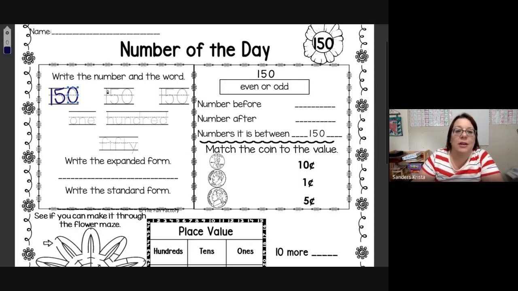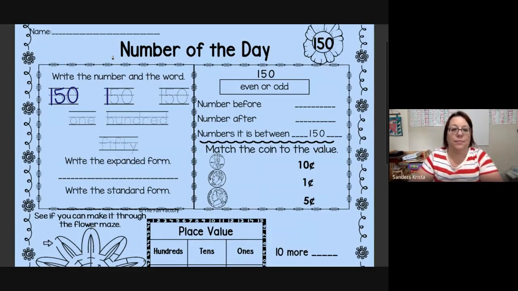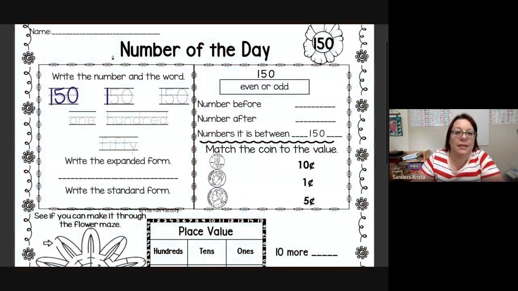150. We have one group of 100. We have 5 in the tens place and 0 in the ones place. Again, 1 in the hundreds. Remember, we start all of our numbers at the top. 5 in the tens place and 0 in the ones place.